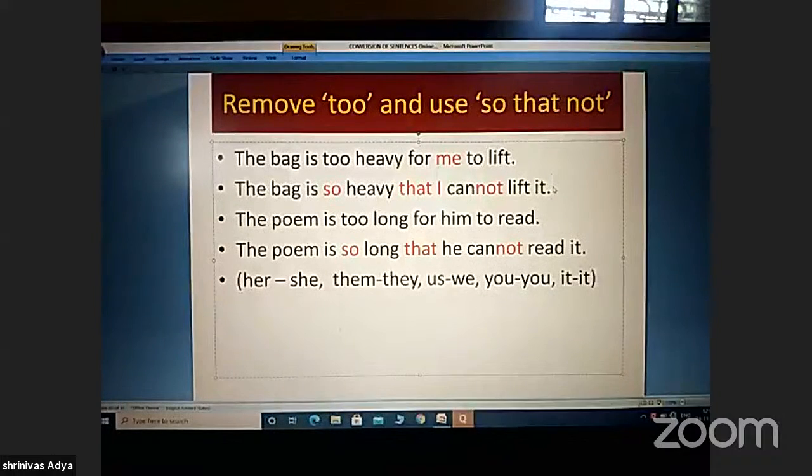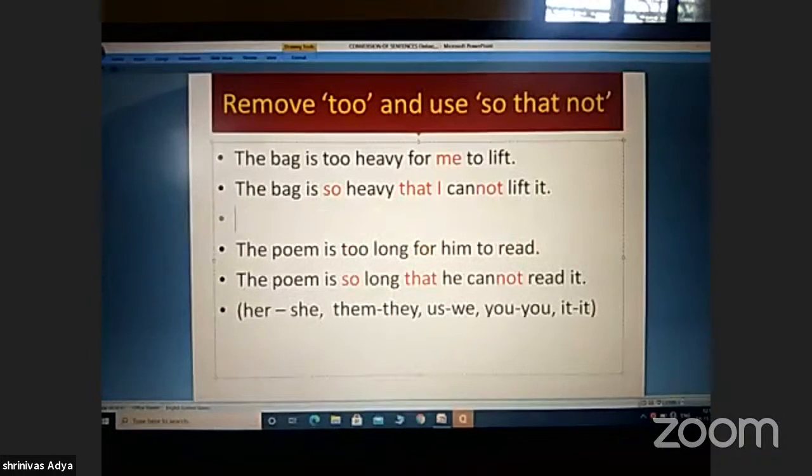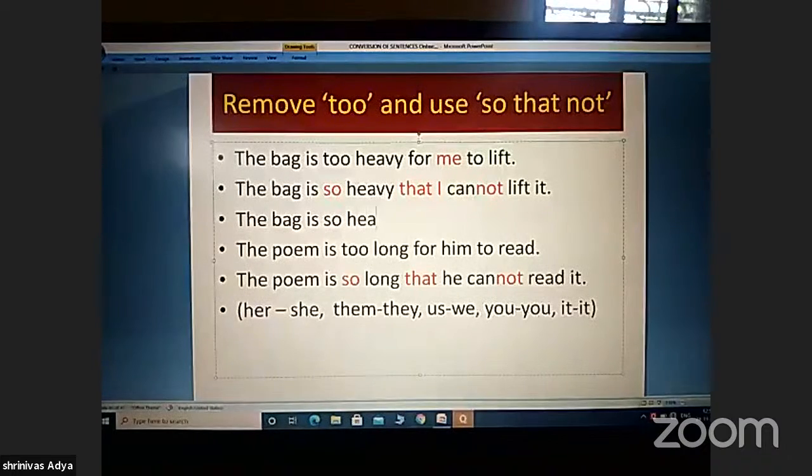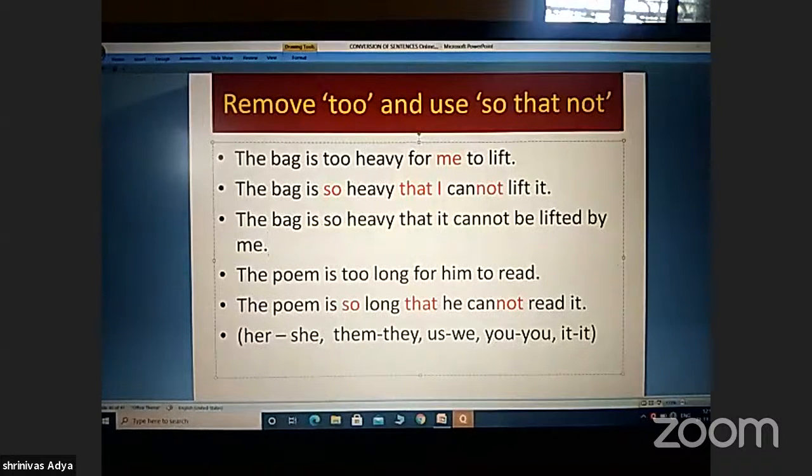Sir, in the previous two examples we have written another one, another passive voice. The bag is so heavy that it cannot be lifted. You want the passive voice answer. You can take down, Srijan. I will make that line appear on the screen, and from there you can copy it down. Take down: the bag is so heavy that it cannot be lifted by me. So if you make it passive voice, me will remain me only.